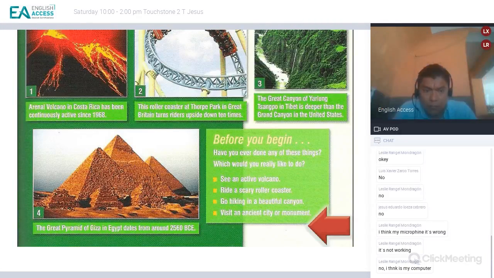The Great Pyramid of Giza in Egypt dates from around 2560 BCE. This is before the Christ era.